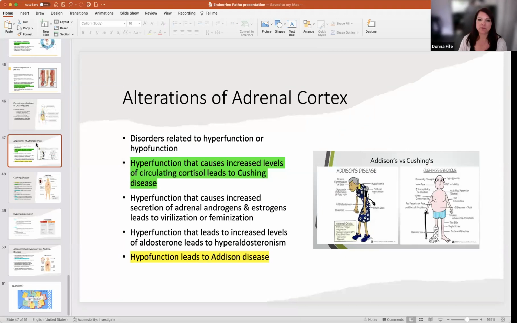All right, moving on to alterations of the adrenal cortex, disorders related to hyper or hypofunction of the adrenal cortex. Hyperfunction that causes increased levels of circulating cortisol leads to Cushing disease. Hyperfunction that causes increased secretion of adrenal androgens and estrogens leads to virilization or feminization. And hyperfunction that leads to increased levels of aldosterone leads to hyperaldosteronism. Hypofunction leads to Addison disease. And here's the difference between these two different clinical manifestations, Addison's and Cushing's.